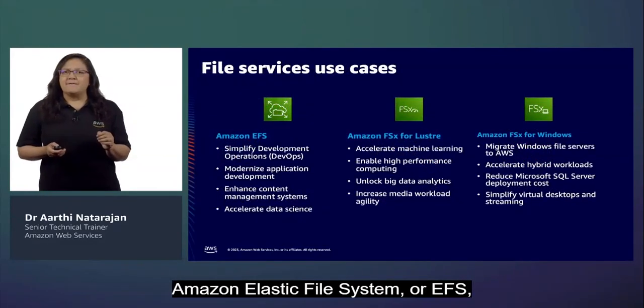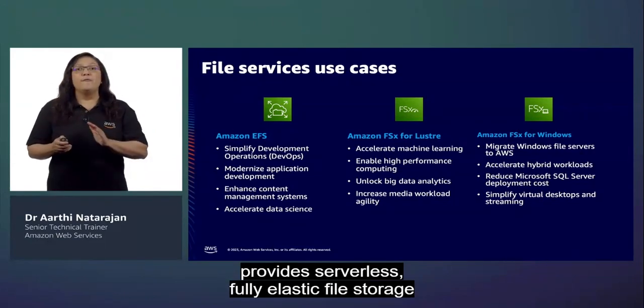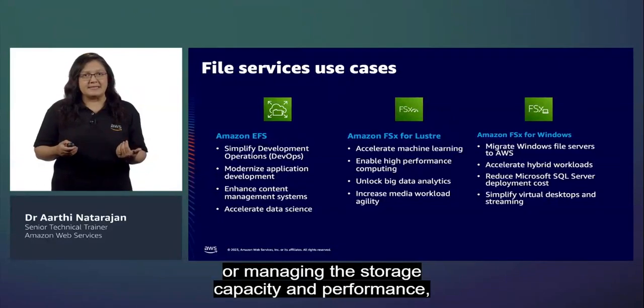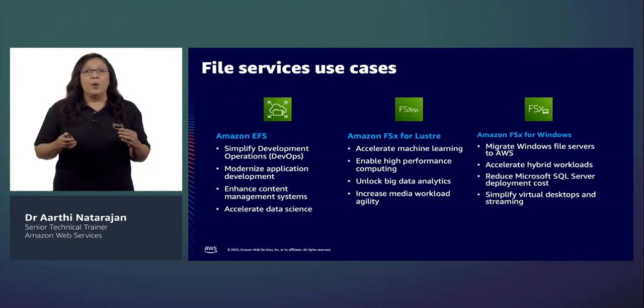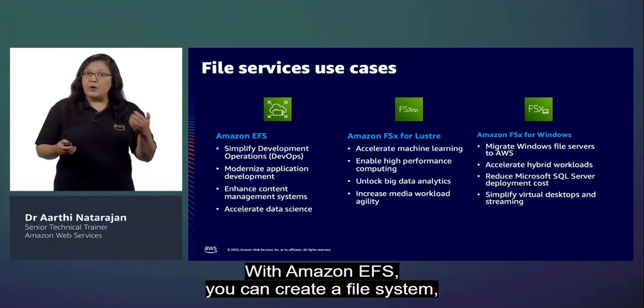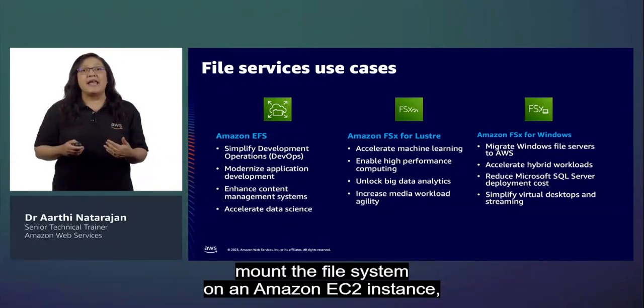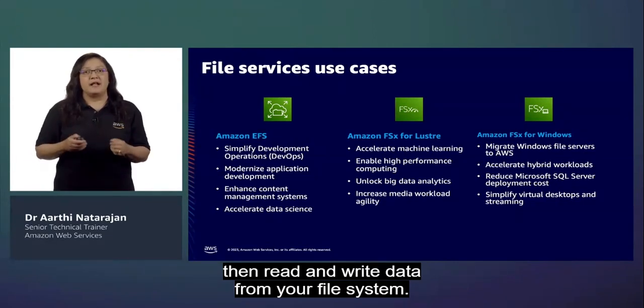Amazon Elastic File System, or EFS, provides serverless, fully elastic file storage so that you can share file data without provisioning or managing the storage capacity and performance, and it supports the Network File System version 4. With Amazon EFS, you can create a file system, mount the file system on an Amazon EC2 instance, then read and write data from your file system.